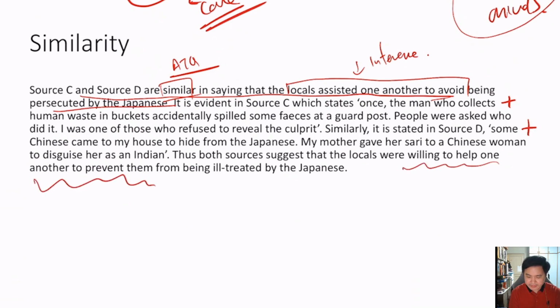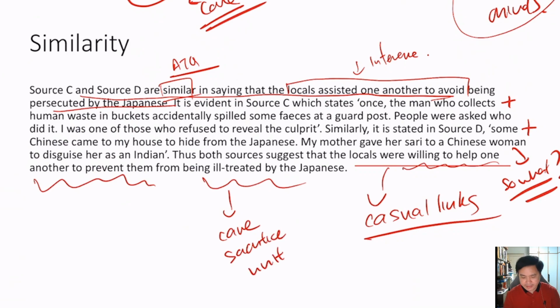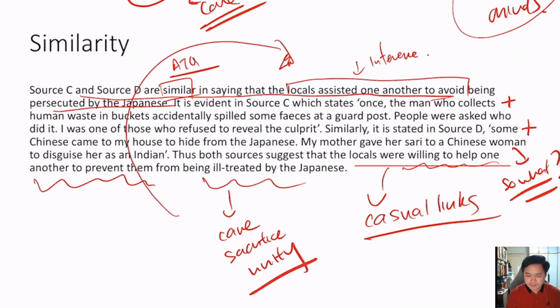So I explained together, right? I have made my combined causal links here. Okay? They are willing. The fact that my evidence says so, my causal link is actually my so what again. So what if you see that they are helping to disguise her as an Indian? This implies that the local people are actually willing to help one another to prevent them from being ill treated by the Japanese, right? You can also say there's the idea of care, there's the idea of sacrifice, there's the idea of unity between the different races, and this can be seen in both sources. As such, this explanation helps imply my main inference here in that the locals assisted one another to avoid being persecuted.